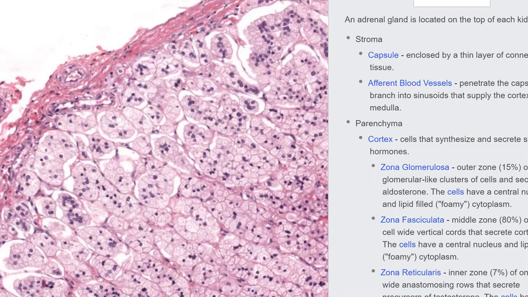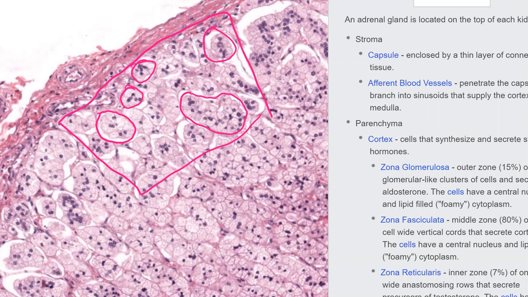All right, so zoomed way in now to the cortex, we can see the capsule layer on the outside. Glomerulosa is indicated by all of these kind of globs of cells, glomerulosa globs. And so it's usually about the first kind of inch and a half towards the medulla from the capsule, zona glomerulosa.